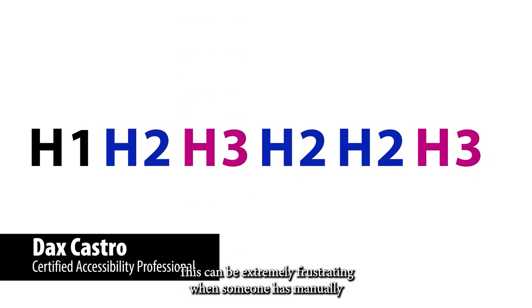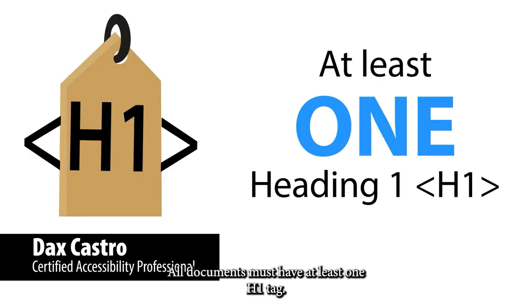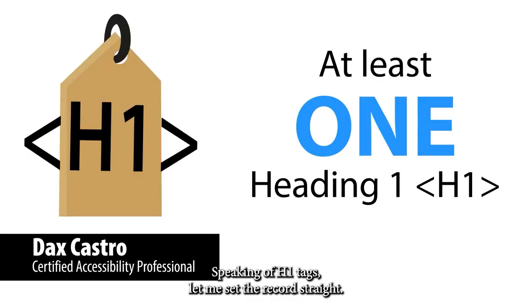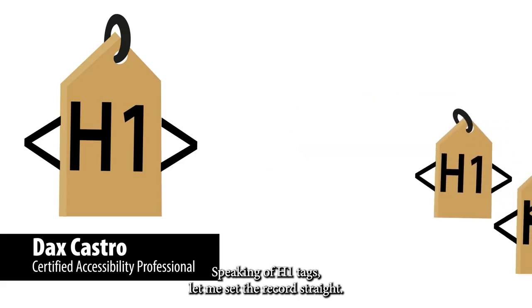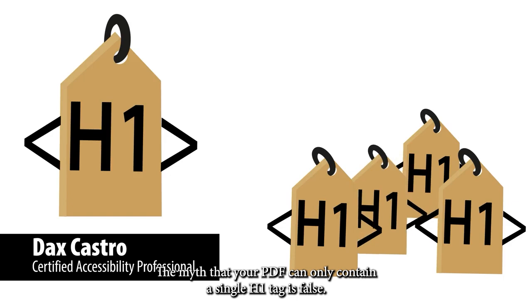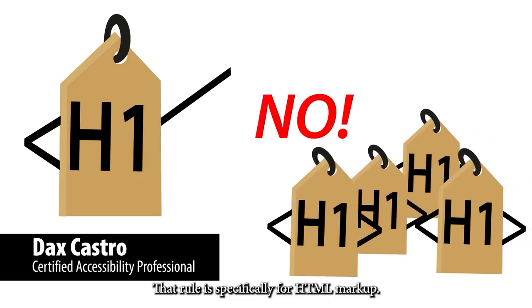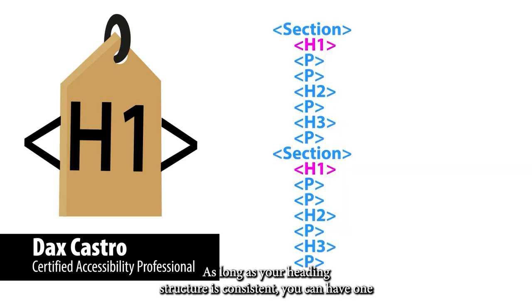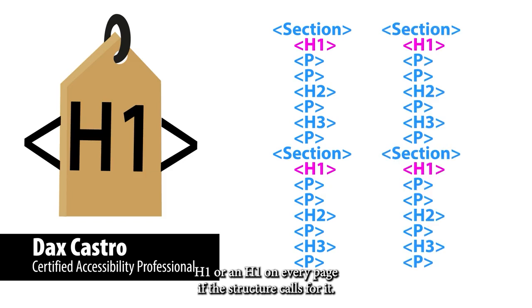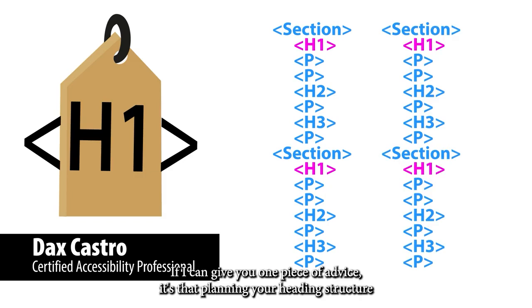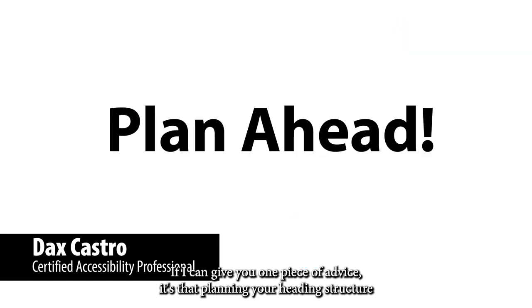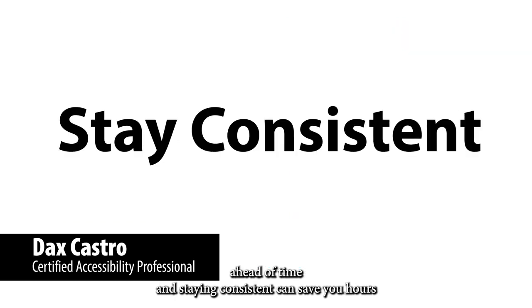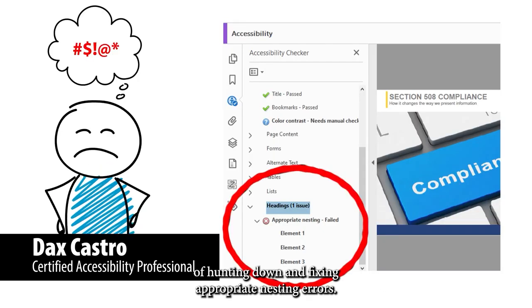This can be extremely frustrating when someone has manually tagged all the notes in a document as H4s, no matter what the heading structure is for that section. All documents must have at least one H1 tag. Speaking of H1 tags, let me set the record straight. The myth that your PDF can only contain a single H1 tag is false. That rule is specifically for HTML markup. As long as your heading structure is consistent, you can have one H1 or an H1 on every page if the structure calls for it. If I can give you one piece of advice, it's that planning your heading structure ahead of time and staying consistent can save you hours of hunting down and fixing appropriate nesting errors.